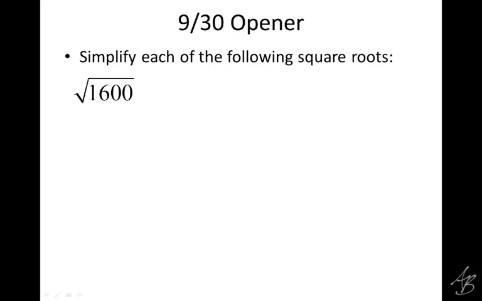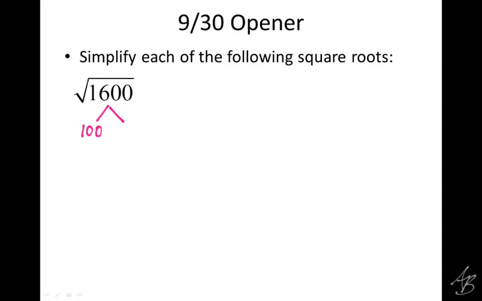Last one, we have the square root of 1,600. 1,600 is even, so we could divide by 2, but there's a bigger number that we know has to go into it. 16, right? It ends in a 0, so I know 10 goes into it, but it ends in 2 zeros, so I know also that 100 goes into it.